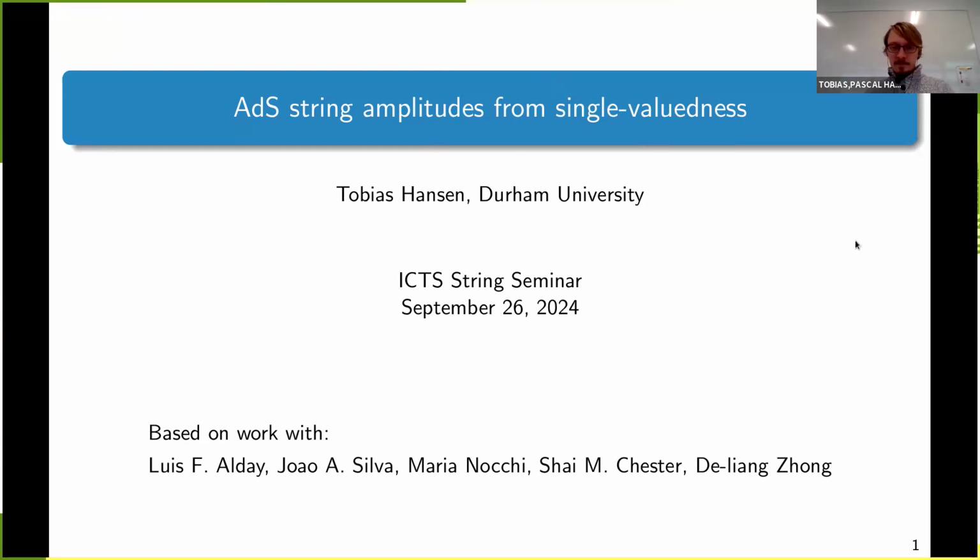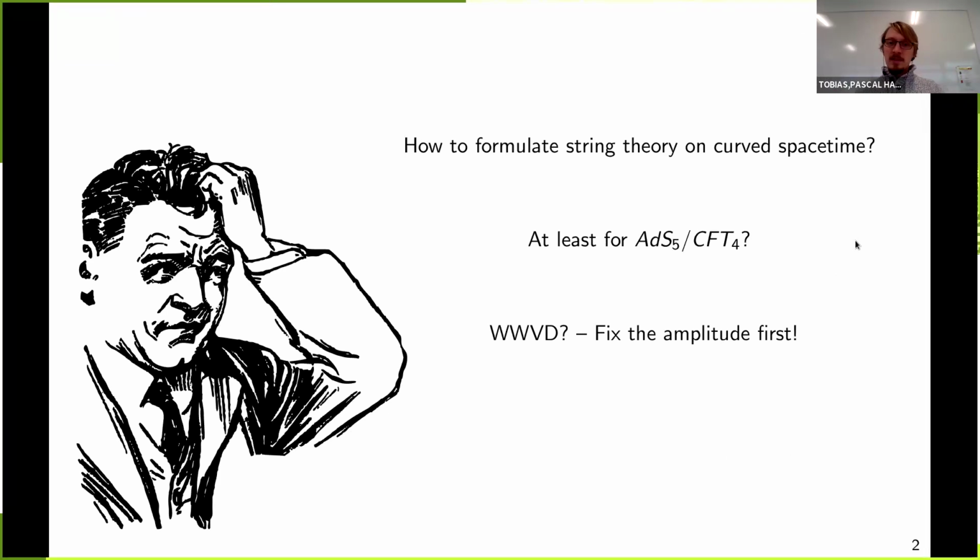Yes, so the motivation for this work is we want to understand how to formulate string theory in curved spacetime, in particular also with Ramond-Ramond flux. Of course, this is a very hard question, so we can start a little bit smaller and try to understand it at least for AdS5 CFT4, which is one of the most studied examples of AdS/CFT. But to date, we still don't fully understand the worldsheet theory for this string theory.